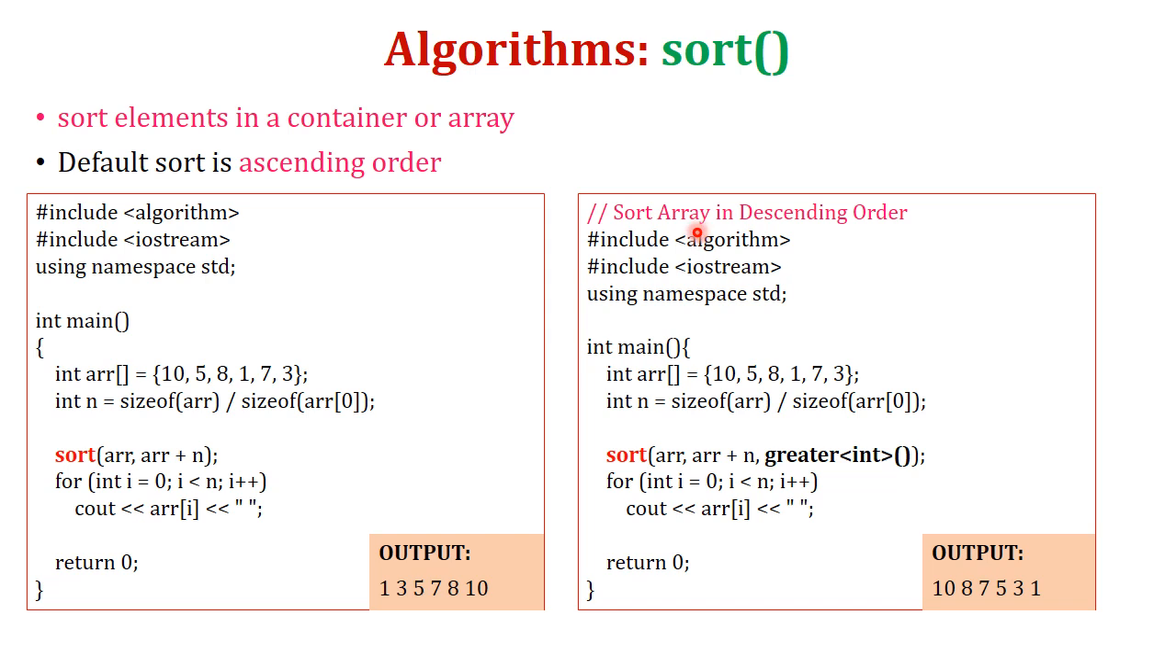And next, if you want to show the descending order, there is one small difference. Here we are additionally adding a parameter, for example, arr, then arr plus n, comma, greater<int>(). If you call this function, it will show in the descending order.